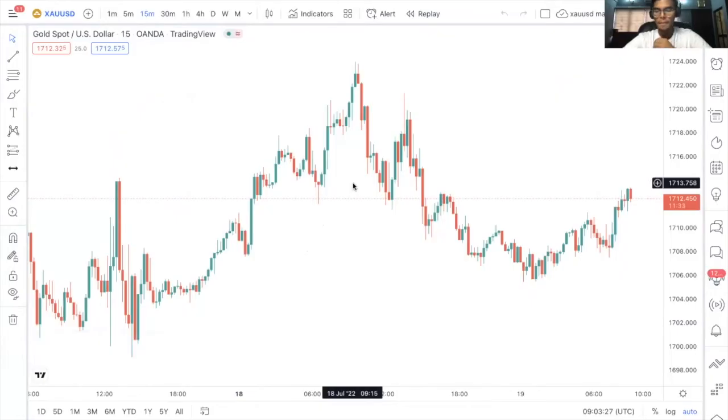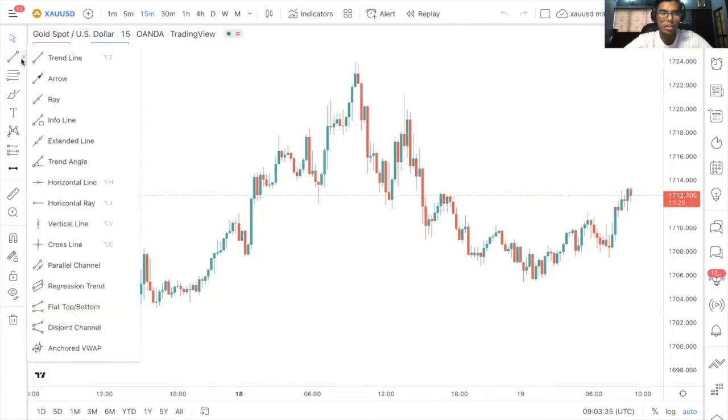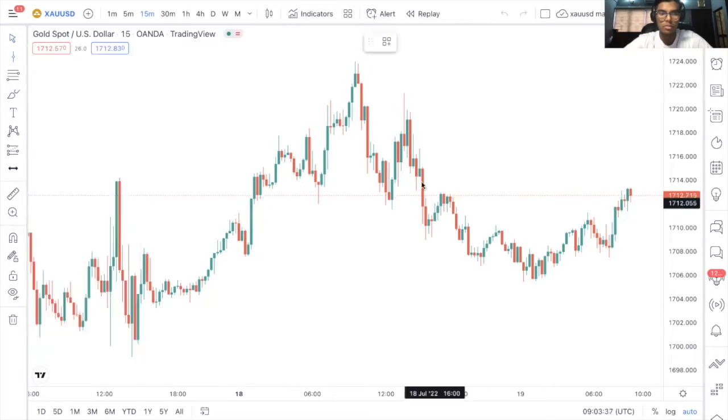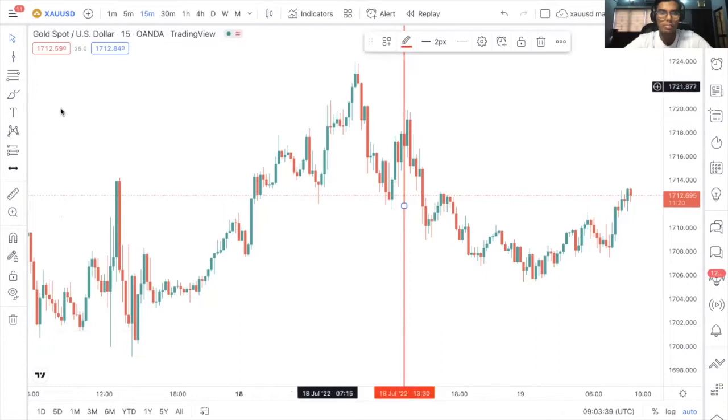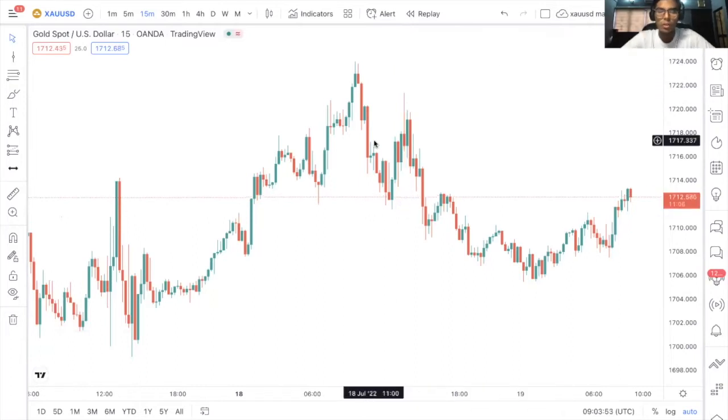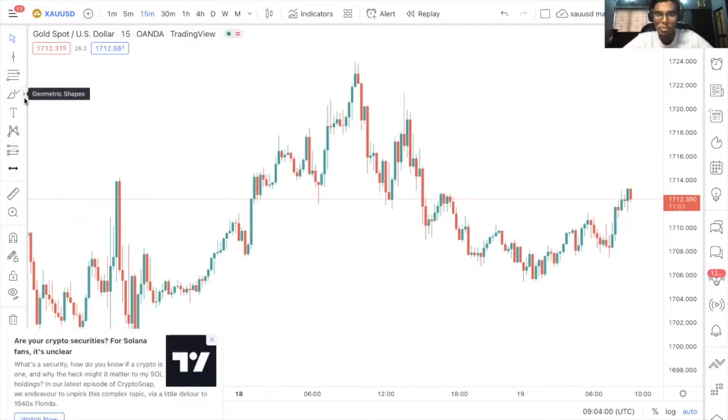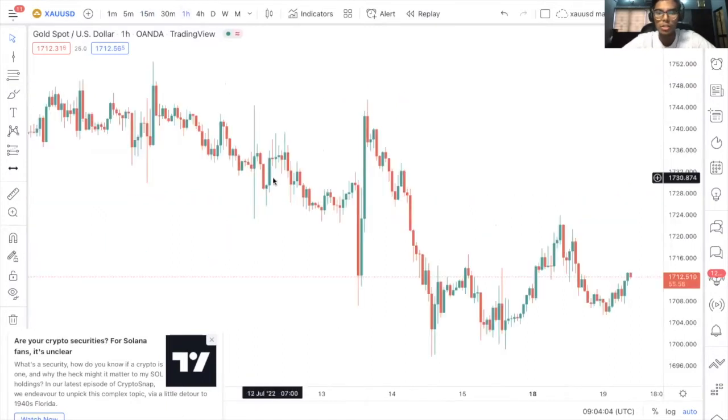All right. So here's the chart. And what I did was, yesterday my trade was taken around here, because this was during the NYSE session. So as usual, before I take a trade, I mark up my zones, my high time frame zones, my supply and demand. So I went to the H1.